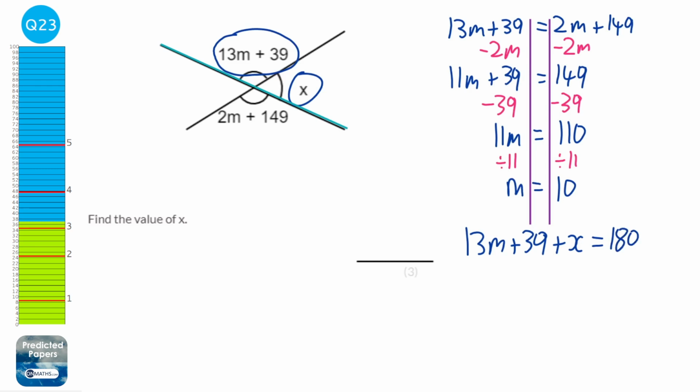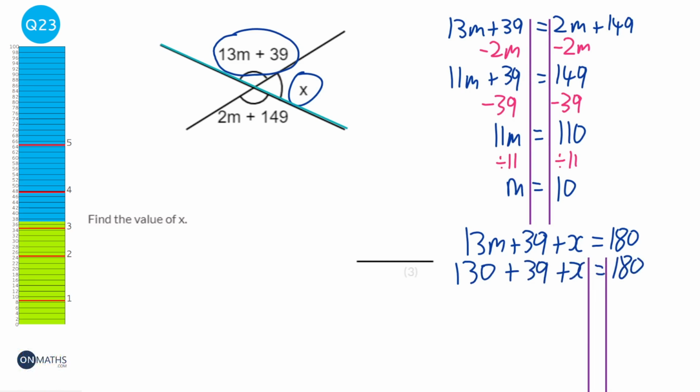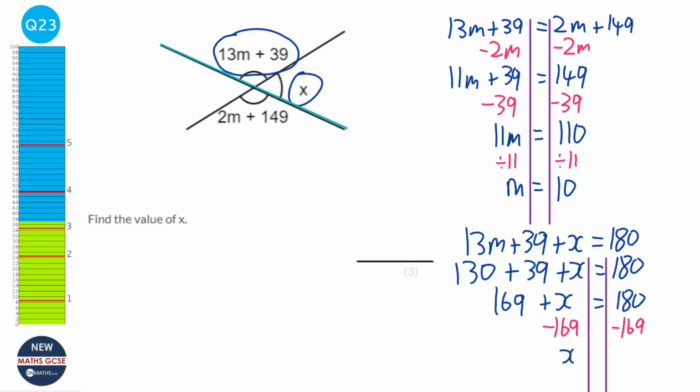So we can solve this, or well, first of all, we know what m is, so it'd be 13 times m, which is 130, and then we can solve this. So let's get my solving lines in, and so that's going to be 169 plus x equals 180, and we're going to just take away the 169 from both sides. So we've got x equals 11. So the value of x will be 11 degrees.